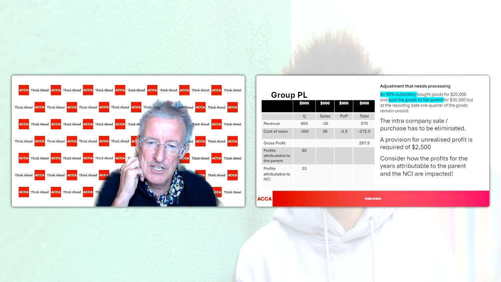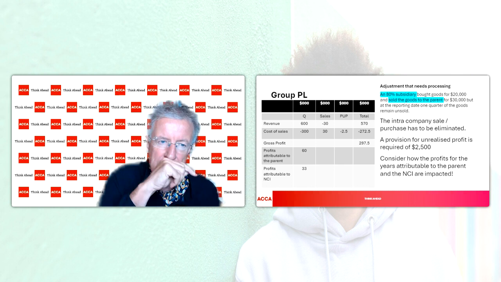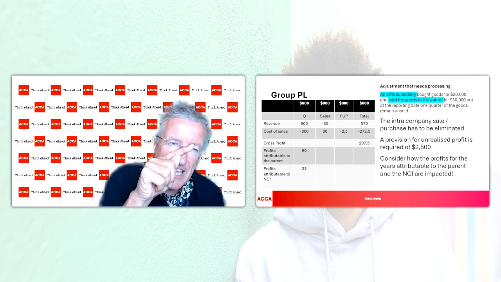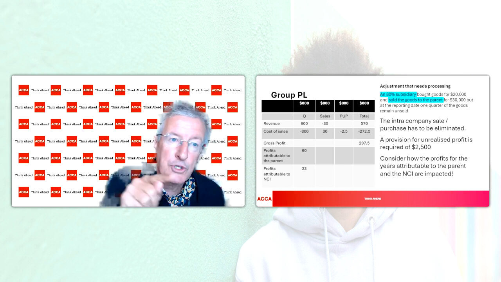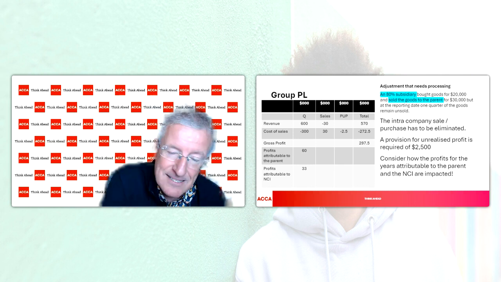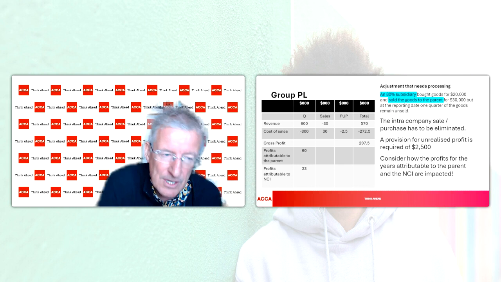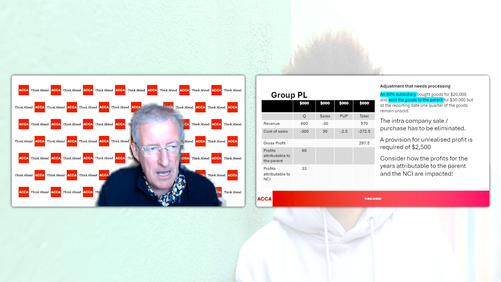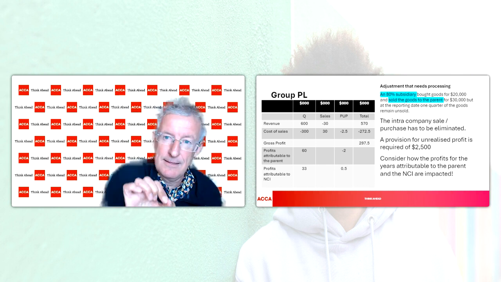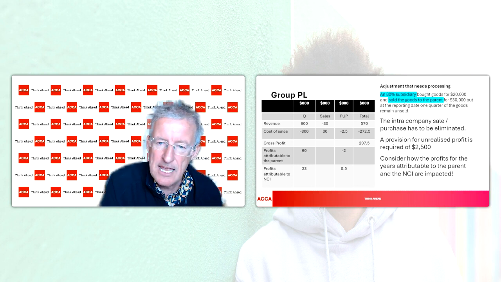I've just changed the question. So the seller, the 80% sub has bought goods and sold the goods to the parent. So the seller now is the sub. So the same mark for calculating the PUP, the same mark for dealing with it, but now the correct thing to do is to split the PUP with the NCI, because the sub is the seller.